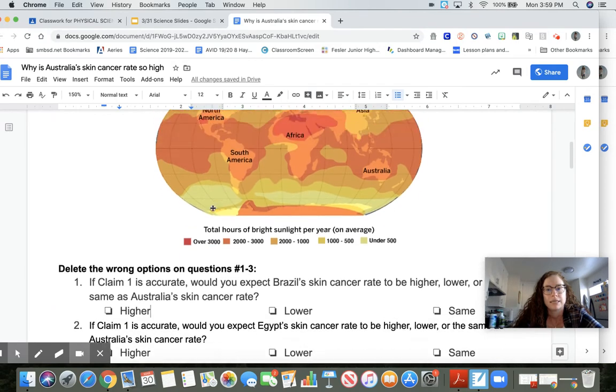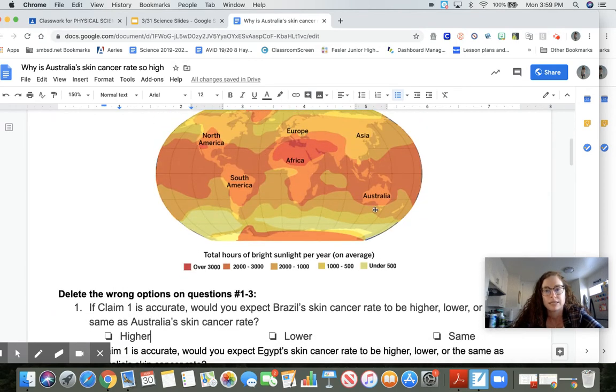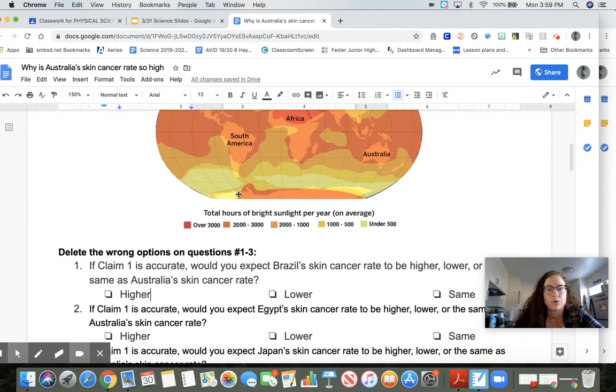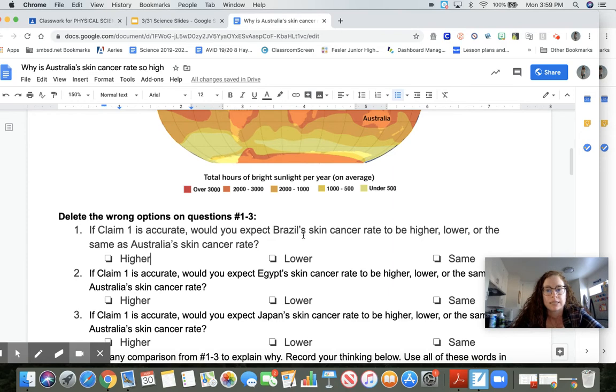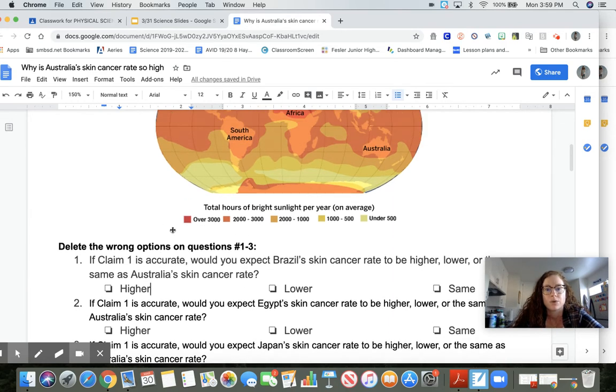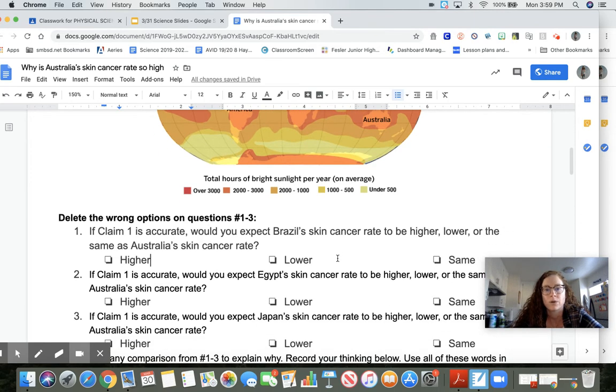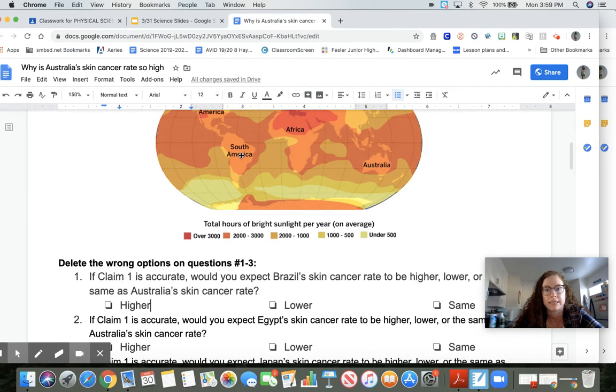If we look, Australia is this orangish color, right? Most of it is this lighter orange color. Brazil, in case we don't know, is over here. To me, those look about the same color. So if claim 1 is accurate, that Australia gets lots of sunlight, would you expect Brazil's skin cancer rate to be higher, lower, or the same? If they look a similar color, right?